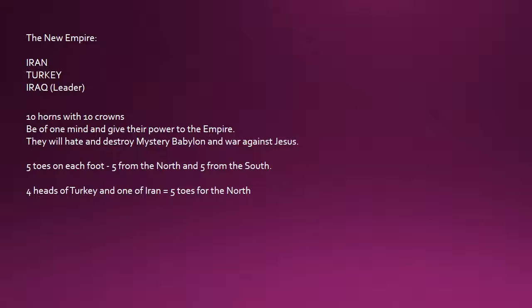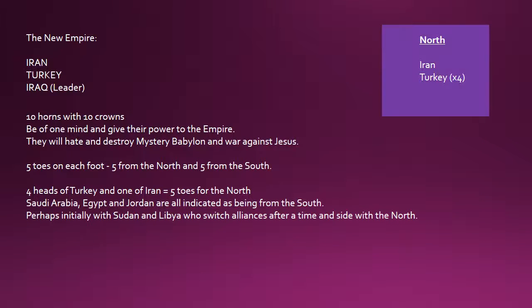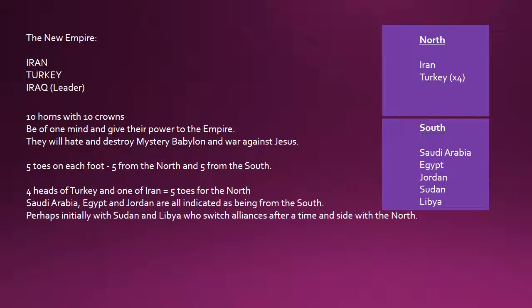Well, the war between the north and south in Daniel 11 states other nations. Saudi Arabia and Egypt are both indicated to be part of the south, as may well be Jordan and Sudan and Libya. The last 2 may well switch alliances to the north after a while. But if these countries being spoken about are of the south originally, then we have the 10 kings as being from the north, Iran, and 4 from Turkey, from the south, Saudi Arabia, Egypt, Jordan, Sudan, and Libya.